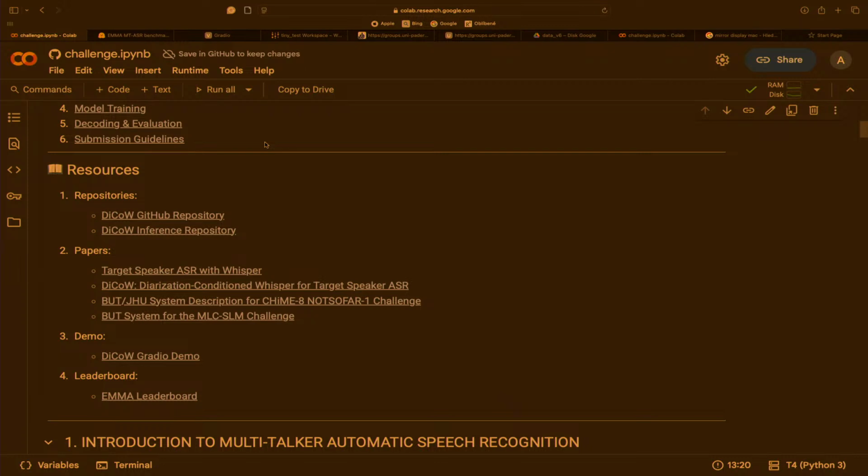So there are 2 repositories. One is the training repository, which we just cloned and we will be using. And the second one is the inference repository, with which I will later show you the Gradio app that we have built. There are also 4 papers. This is the journal paper where you can find everything about that method. And here is our recent paper about the MLC challenge. So you can also check that. There is the Gradio demo that I mentioned and the leaderboard that we'll be using.